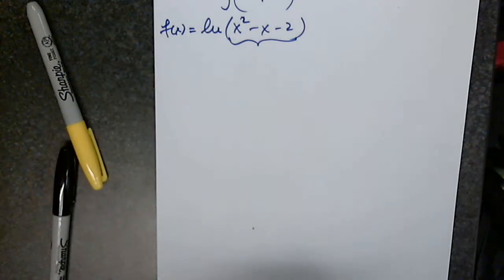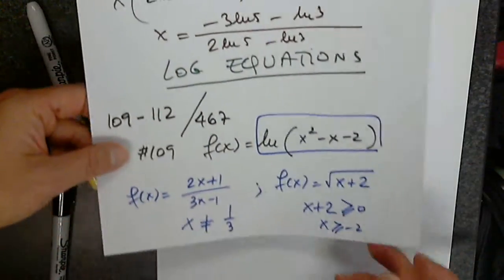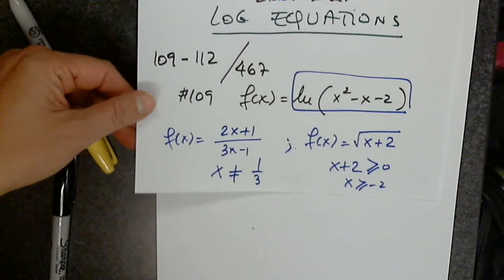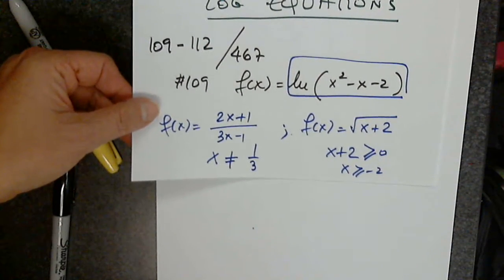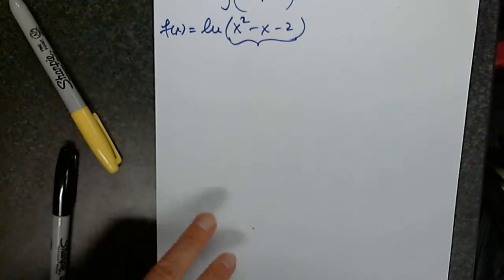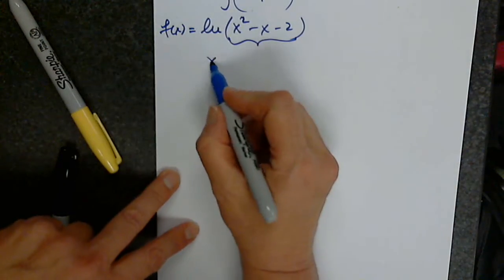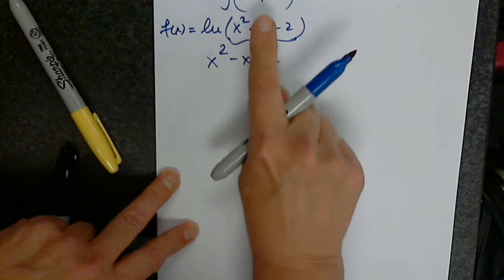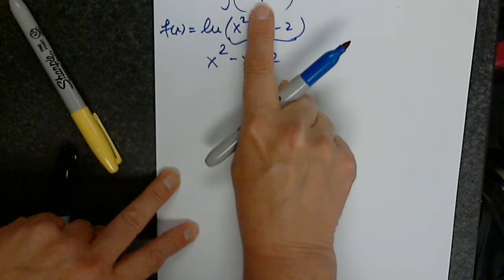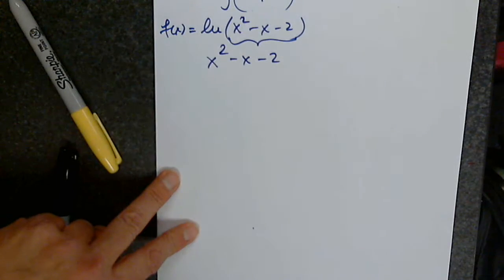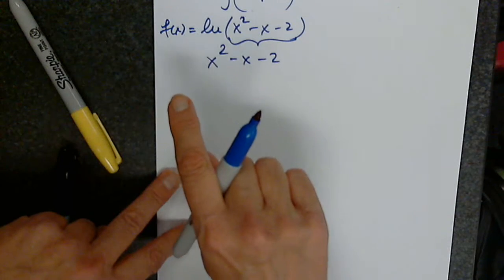What did we do with the square root? What did we write for the square root? No, we did not write that equals 0. Yes, x squared minus x minus 2, correct? Without 0. It has a vertical asymptote at 0. The radical is okay with 0, but log is not okay with 0.